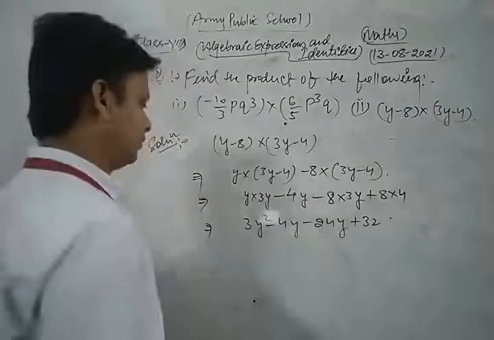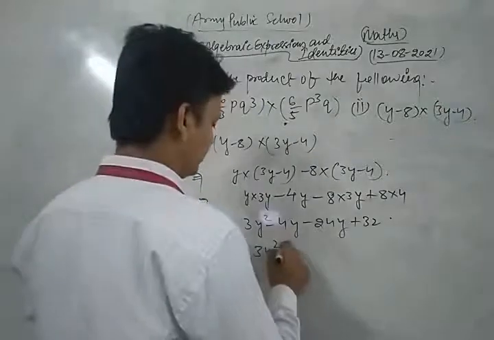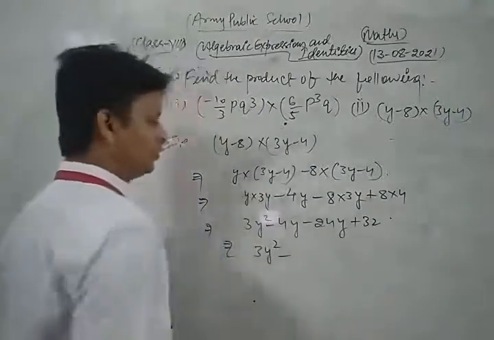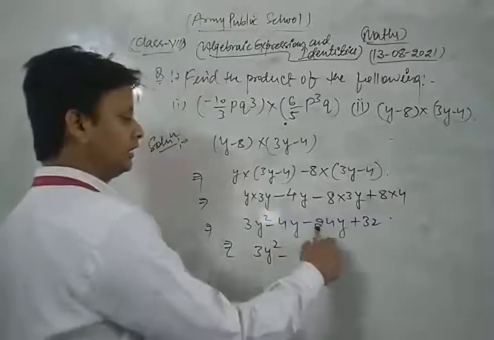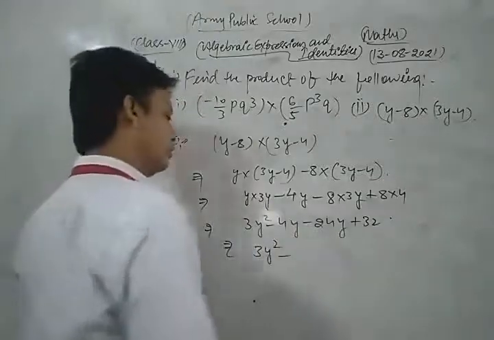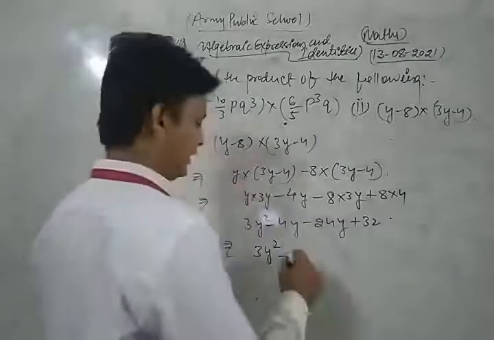Now we simplify them. So we write 3y square minus 4y minus 24y. These are the like terms, y. So minus minus plus 24, 4, 28.